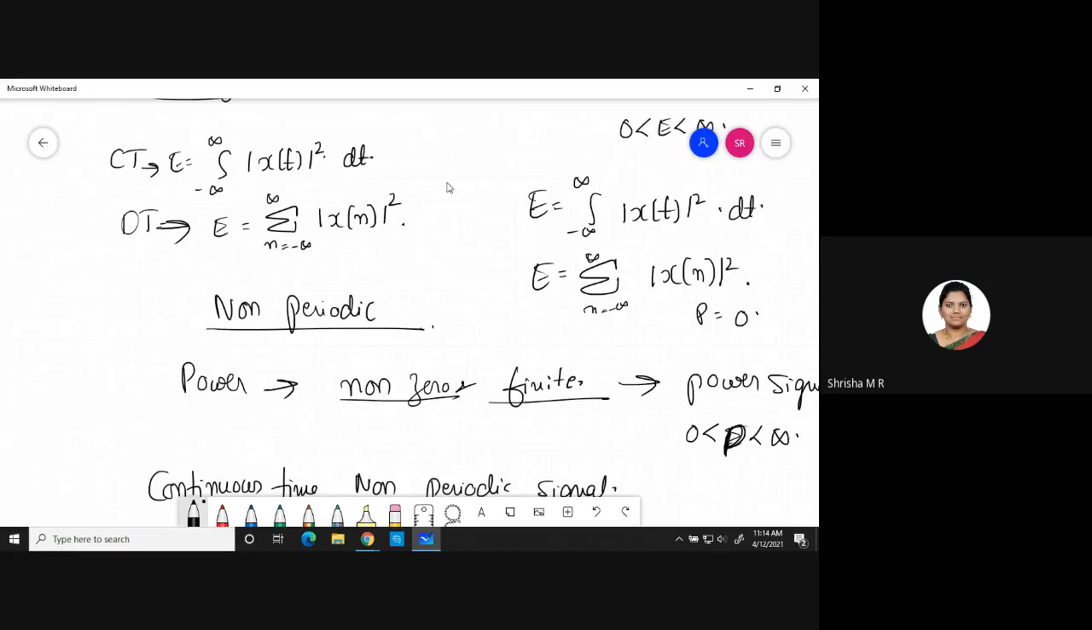I'll tell you the difference when we solve problems, and you'll get to know. So energy signals will mainly be non-periodic signals only. They exist for a finite value of time and will have finite energy.